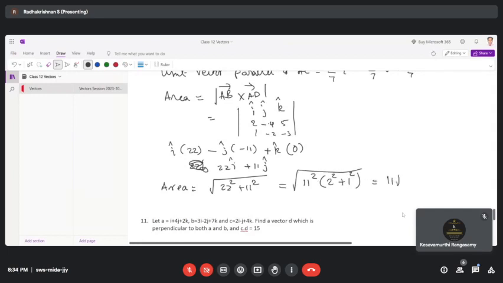So you can take out 11 square into 2. So 11 into square root of 2 square plus 1 square. That's all. 11 root 5.